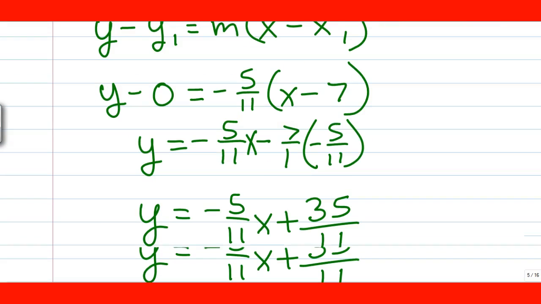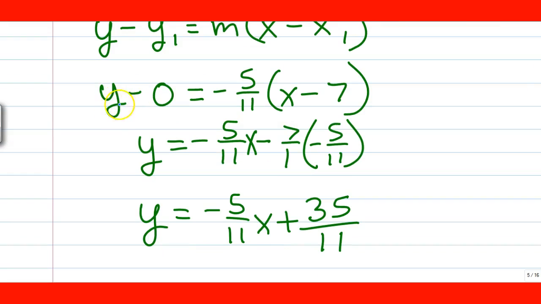So I'm going to scroll this down a little so we can see it a bit. For my y, I had a 0, so I plugged it in for y sub 1, equals the negative 5 over 11, that's the slope we just calculated, times the x minus the 7 from that ordered pair that I selected. So from here, I just need to start simplifying. Well, y minus 0, that just leaves me with y.